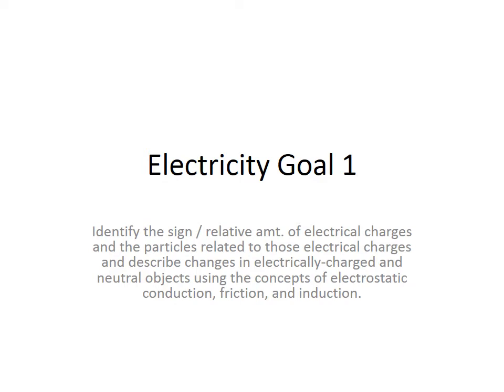Alright, we're going to look at electricity goal 1. As it says there, we're going to identify the sign and the relative amount of electrical charges and the particles related to those charges. That's one part. Then we're going to describe the changes in electrically charged or neutral objects based on the concepts of electrostatic conduction, friction, and induction. That's what we're going for. It's really a beginning understanding of electricity.